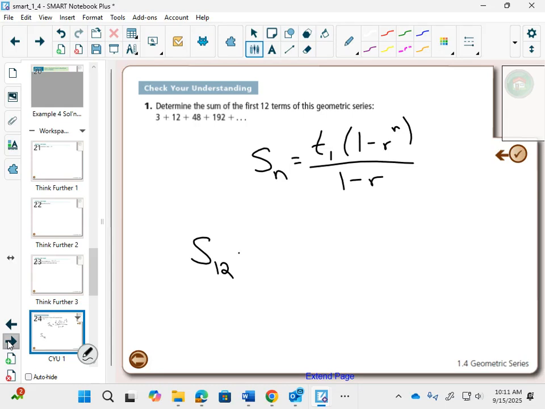Do I know term 1? Yes. Term 1 is a 3. Bracket, 1 minus. Do I know what I'm multiplying by each time? Can you see that from 3 to 12, you're multiplying by 4, multiplying by 4. So my r value is 4. My n was 12, so it'll be 1 minus 4 to the 12, divided by 1 minus 4.